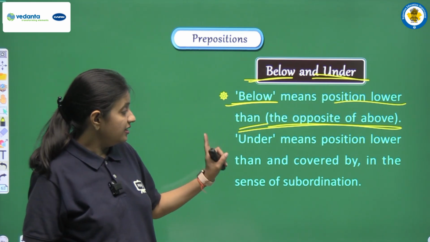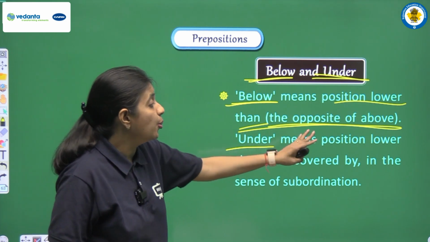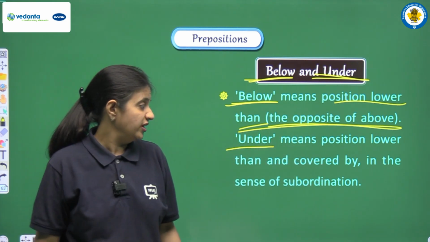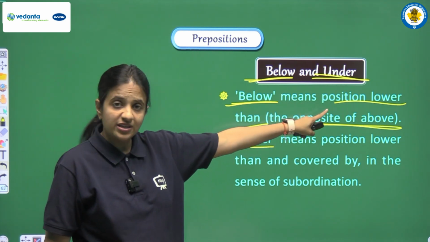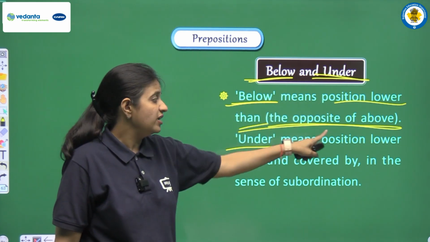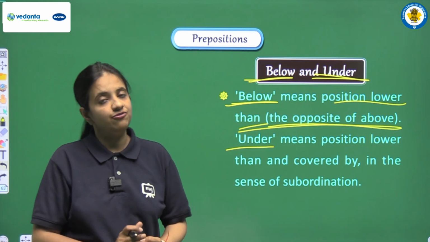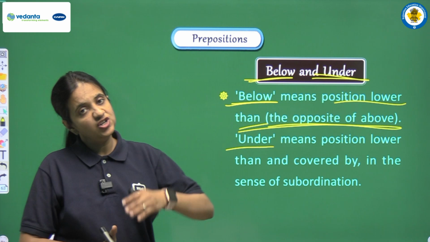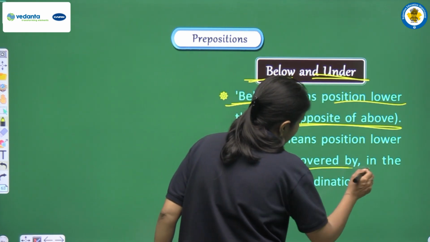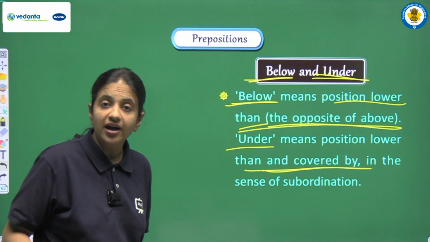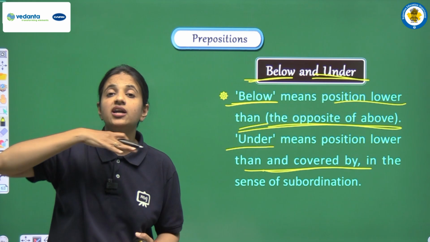Okay, under. Now let's talk about under. Under means position lower than and covered by, in the sense of subordination. So yes, with the help of below also we show the position lower than, and with the help of under also we show the position lower than. Then what is the difference? The difference is that if we use under, then we are showing the position lower than, but at the same time we are showing that that thing is covered by. It means the thing that is above the lower thing has totally covered it.